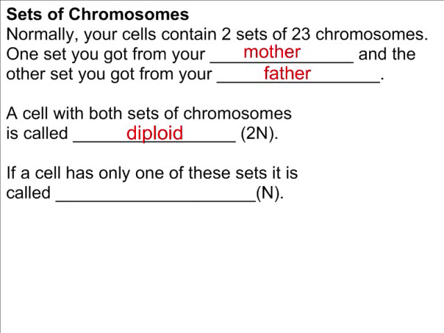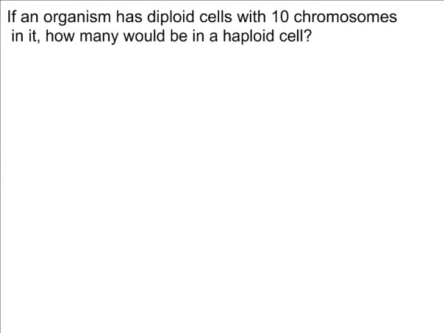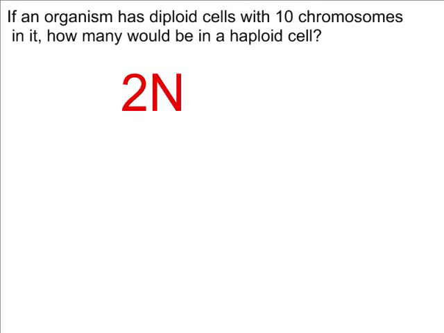Right, now a cell with both of those sets of chromosomes is called diploid, or 2N. If the cell only has one set of chromosomes, or half the number of the diploid, it is called haploid, or N. So let's say we had an organism with 10 chromosomes in a diploid cell. I want to know how many would be in a haploid cell of that organism. We know that diploid is represented by 2N, and we know that in the organism it has 10 chromosomes, right, as it's in its diploid cells. So what I want to find out is how many would be in a haploid cell, which would be a sex cell. Right, and we know that haploid is represented by N.